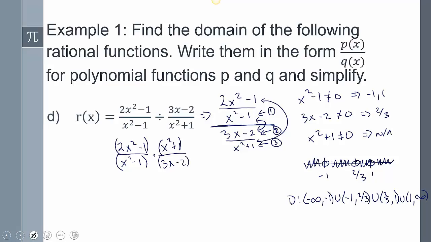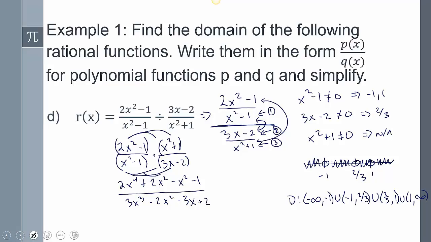So now multiplying everything through, you get 2x to the fourth plus 2x squared minus x squared minus 1 over 3x cubed minus 2x squared minus 3x plus 2. And so now simplifying that, 2x to the fourth plus x squared minus 1 over, and you get your 3x cubed minus 2x squared minus 3x plus 2.